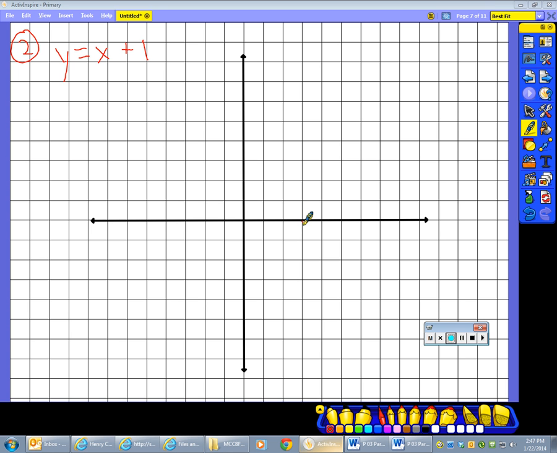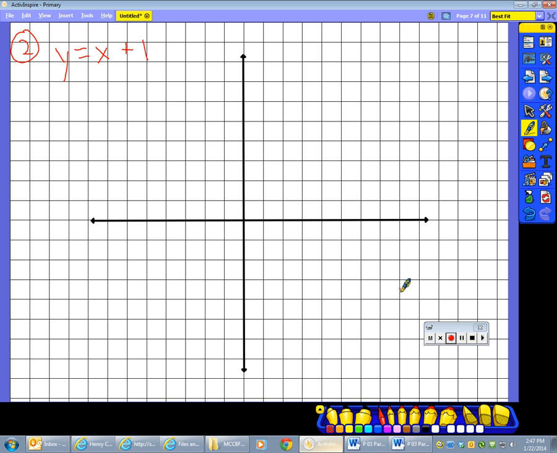Alright, so here I am going to work out part 2, number 2, where I'm graphing this equation right here, y equals x plus 1. And if you're wondering how did I get this, you need to watch the video for part 1, number 2, where I converted from standard form to slope-intercept form. But now that I have it in slope-intercept form, I can graph it fairly easy.